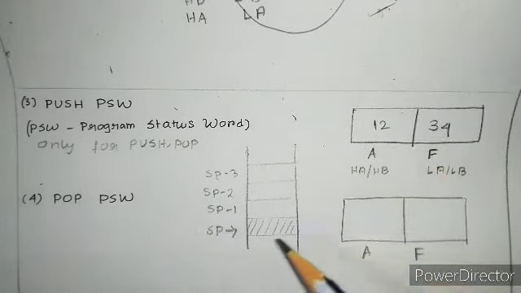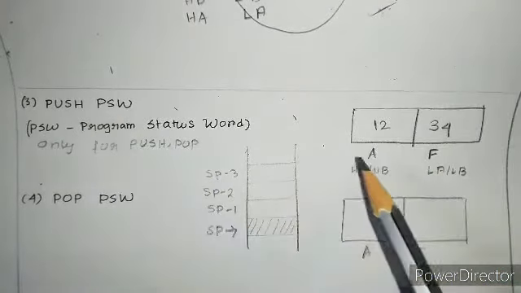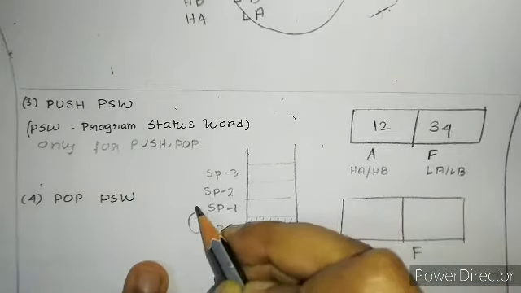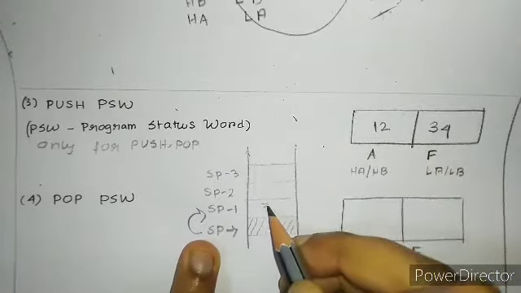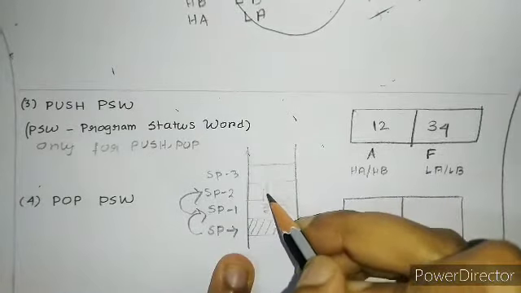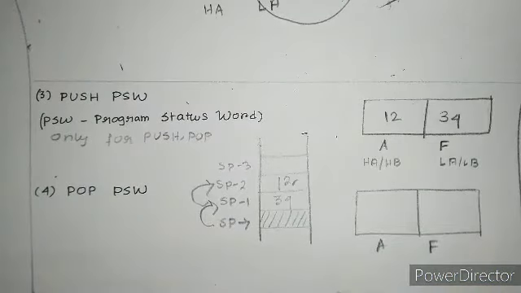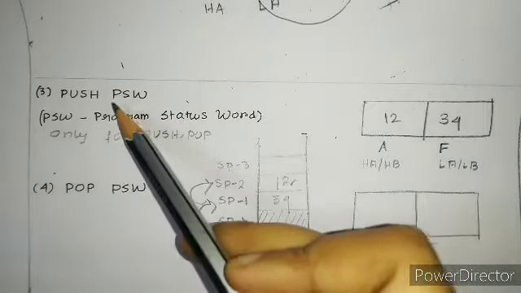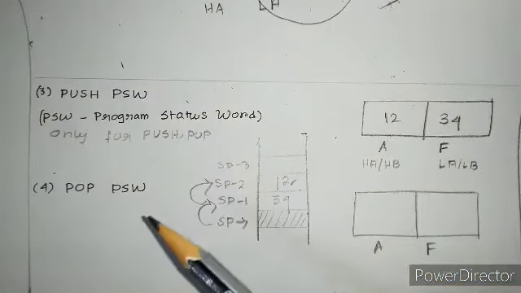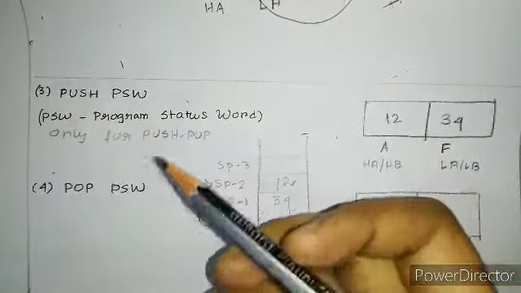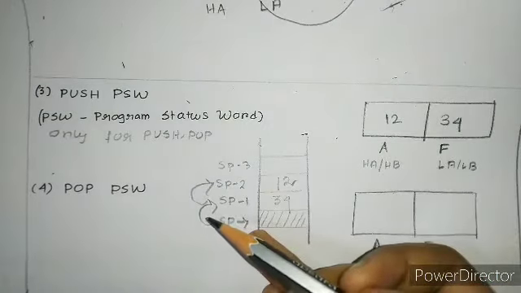Am I clear? So whenever we want to push the data from A and F, first we have to make SP to SP minus 1, get the value of F into this, then make SP minus 1 to SP minus 2, get the value of A. So what we have to notice in these two instructions is that A can pair up with F. Second, we have to use this word PSW to operate in this scenario. This performs exactly the same way in push and pop. Whenever you operate this, it works on the same principle.